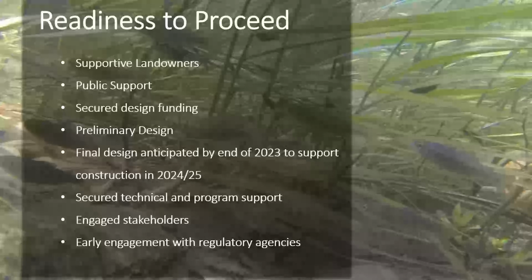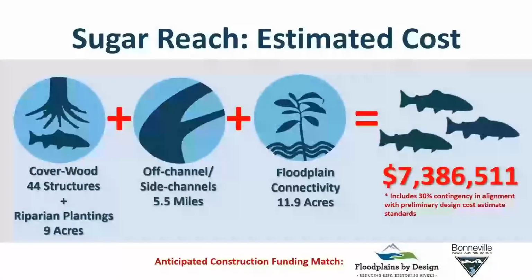Final designs for all project areas are anticipated by the end of 2023 to support construction for 2024-2025. The project has secured ongoing technical support from both BPA and Bureau of Reclamation, and has engaged stakeholders and the regulatory agencies already in all aspects. The cost estimate that you see here, $7.4 million, is based on engineers' probable cost at 30%. It includes industry standard 30% contingency.